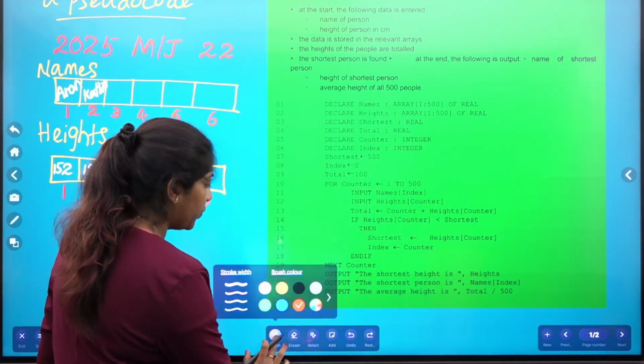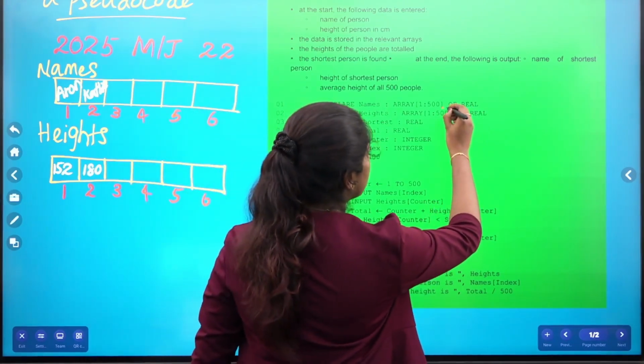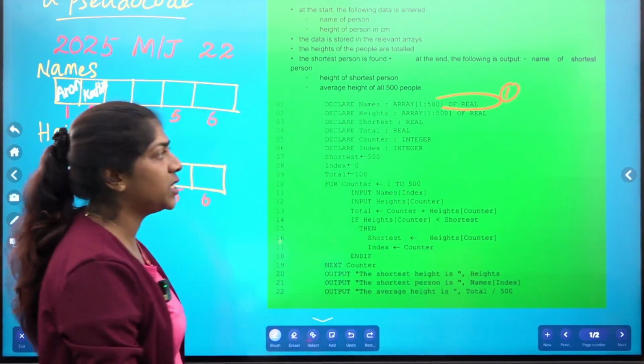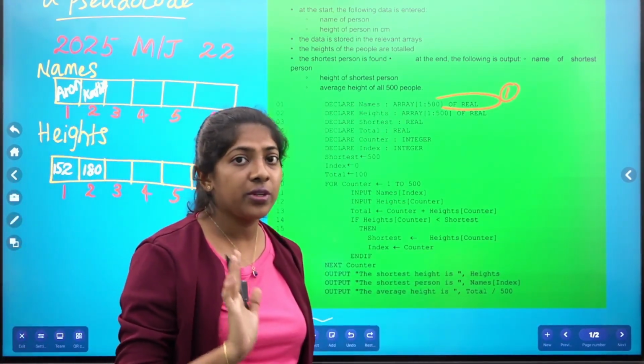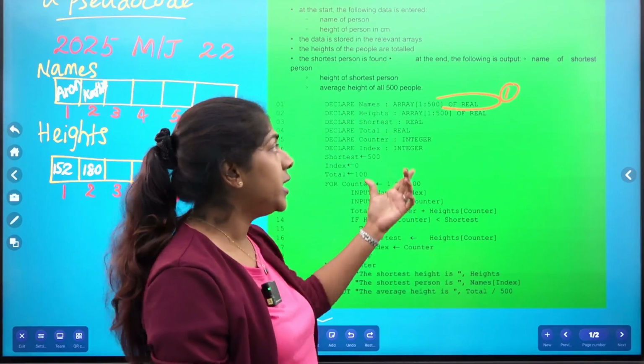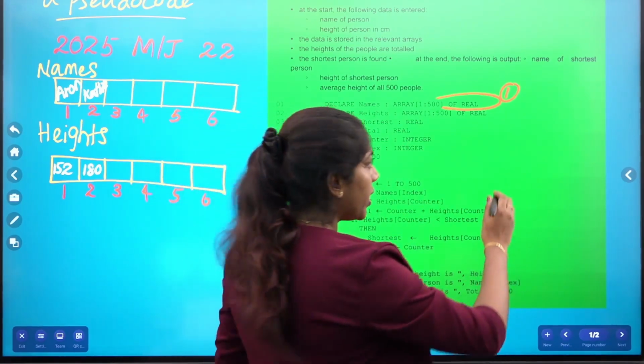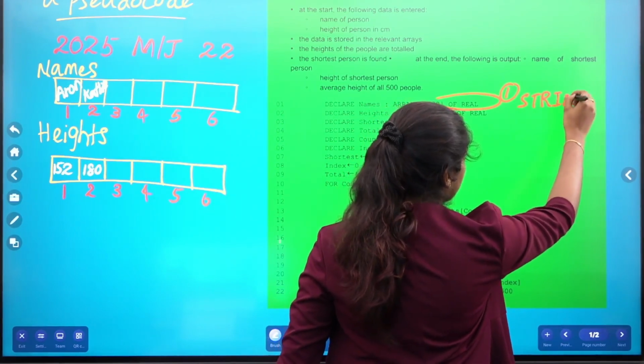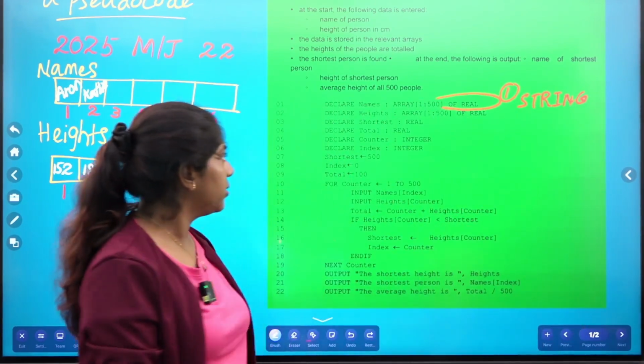I will mark the first error. First error. This is wrong. So we have to write the correction. What does it have to be? It has to be string, right? It has to be string.